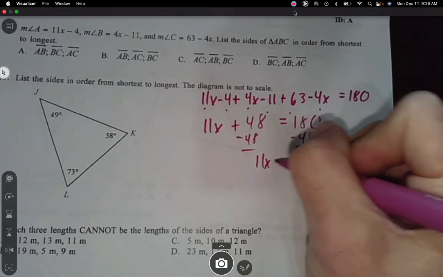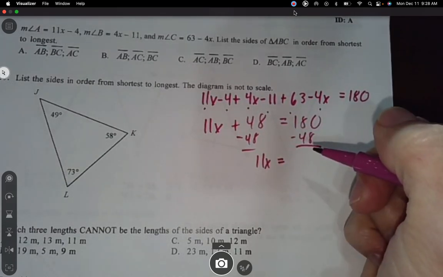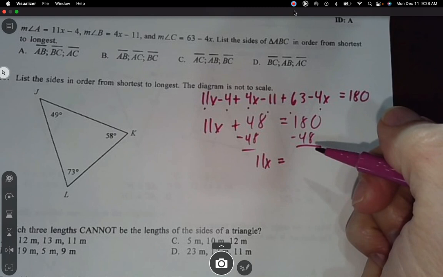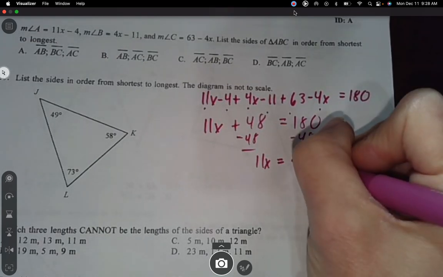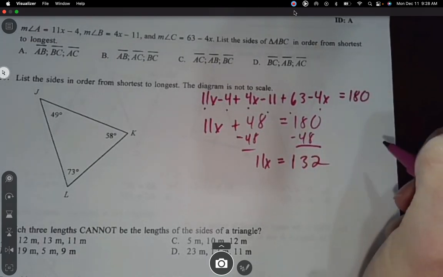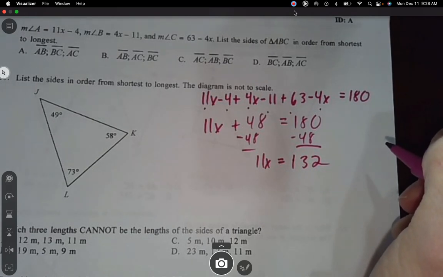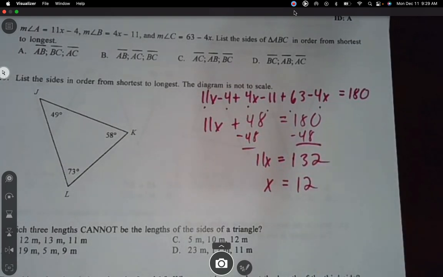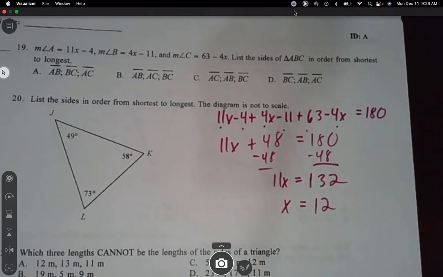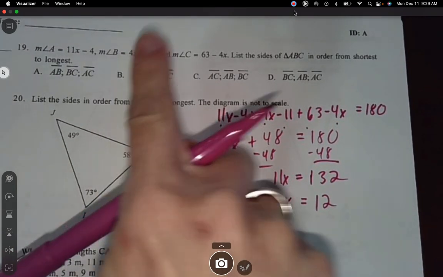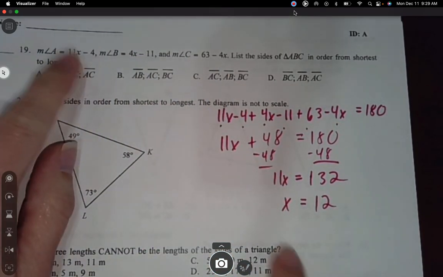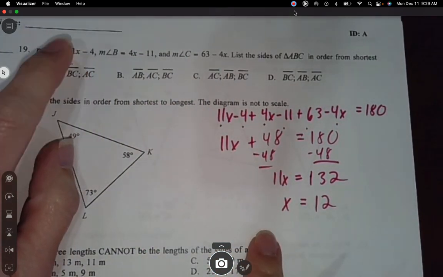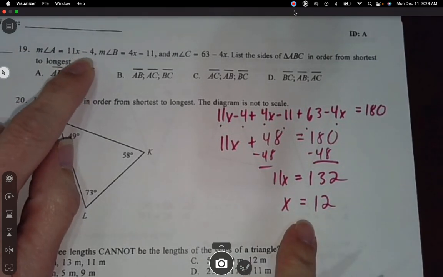So 11x equals, what's 180 minus 48? Positive 132. Then what? And what does that equal? 12. I got 12. All right. Now what can we do with that 12? Plug it in to all 3 angles. So I'll write them up above it. What is, and just use your calculator, 11 times 12 minus 4.